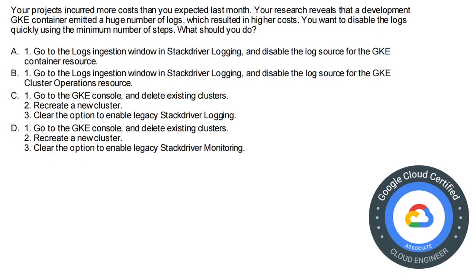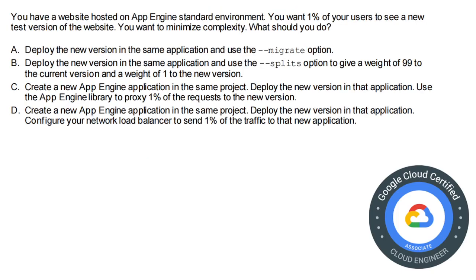Moving on to the next question. Your project incurred more cost than you expected last month. Your research reveals that the development GKE container emitted a huge number of logs, which resulted in the higher cost. You want to disable the logs quickly using the minimum number of steps. What should you do? The correct answer in this case is option A. That is, you will go to the logs ingestion window in Stackdriver Logging and disable the log source from the GKE container source.